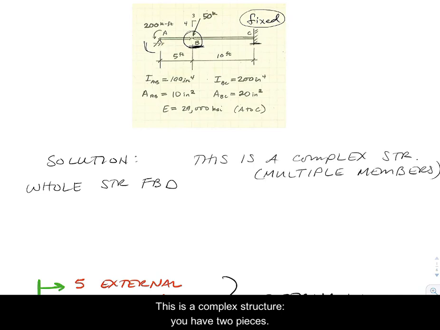And so this is a complex structure. You have two pieces. We have AB and BC. So we're going to draw the whole structure free body diagram. So over on the left end, we have a pin, which is complete translational restraint. And over on the right end, we have complete fixity, both translation and rotation.